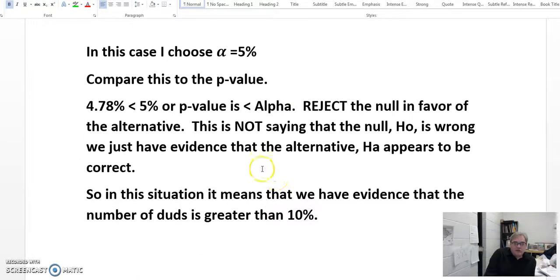So what we would typically do, I take my p-value we found and compare it to 5%. My p-value is less than alpha. We're going to reject null in favor of the alternative. This is traditional wording. So when I say I reject the null in favor of the alternative, I'm not saying the null H0 is wrong. I'm just saying we have evidence to support the alternative. HA appears to be correct.